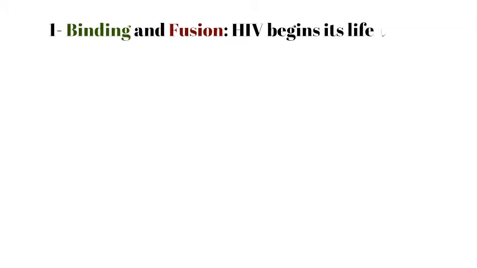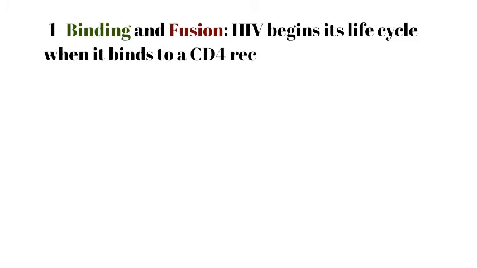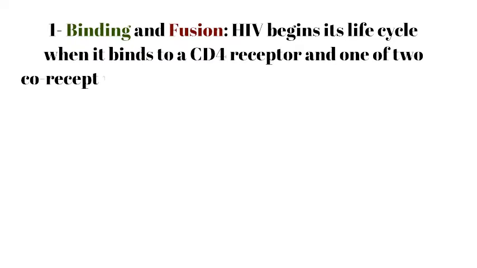Let us now begin our lesson and talk about the stages of HIV life cycle. So stage 1 is binding and fusion. HIV begins its life cycle when it binds to a CD4 receptor and one of two co-receptors on the surface of a CD4 T lymphocyte.